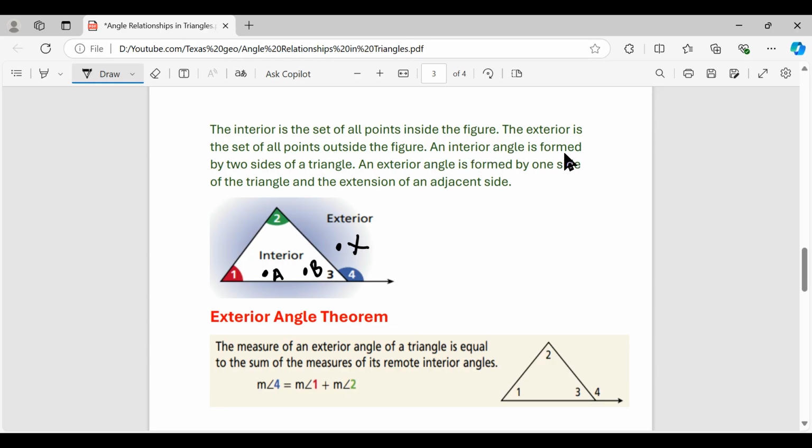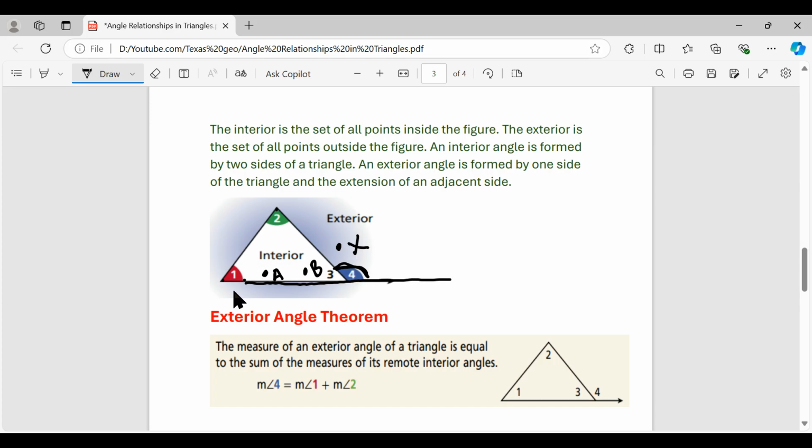The interior angle is formed by two sides of the triangle, right? So see, when these two sides meet, they form an interior angle. And an exterior angle is formed by one side of the triangle and the extension of an adjacent side. See, one side of the triangle and then the extension of this adjacent side. Then this exterior angle is formed.